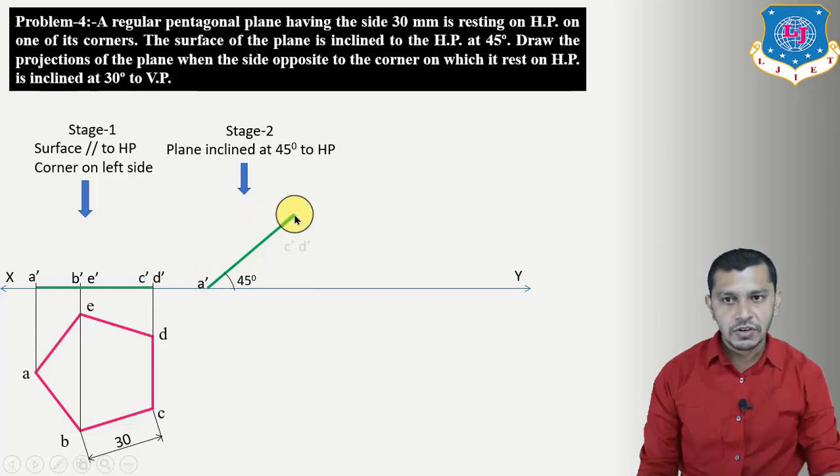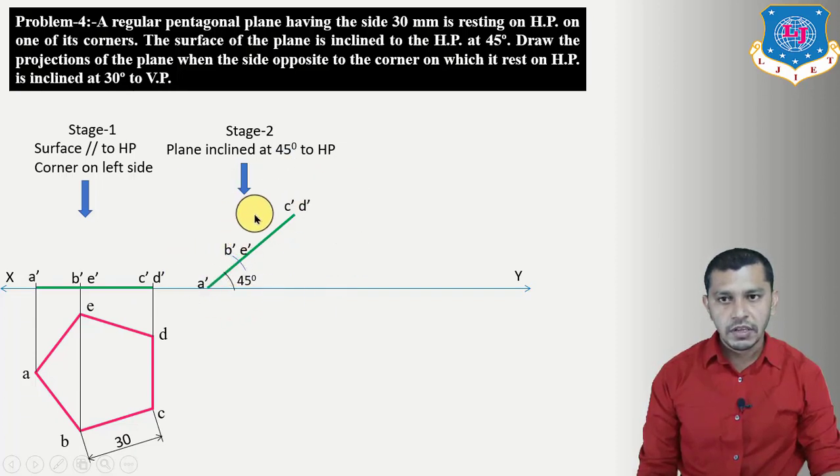Now mark C dash, D dash over here. The length of this line and this line will remain the same, because we have copied this figure over here, but just inclining this figure at an angle of 45 degrees. Now measure A dash to B dash, E dash, and give an arc over here from A dash. Here we will get B dash, E dash.